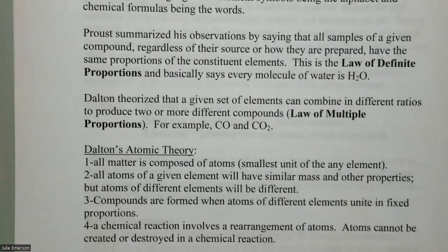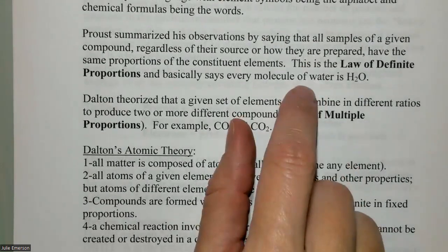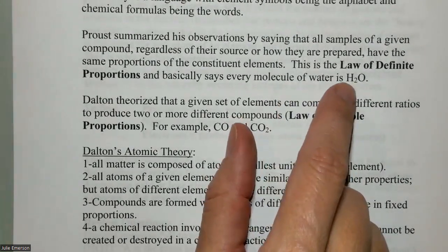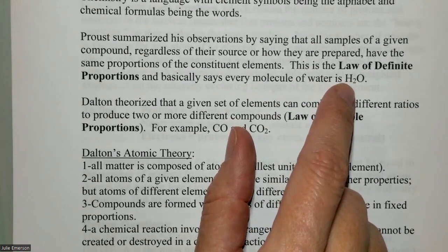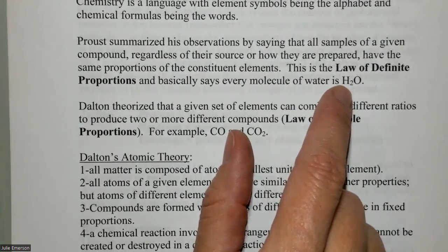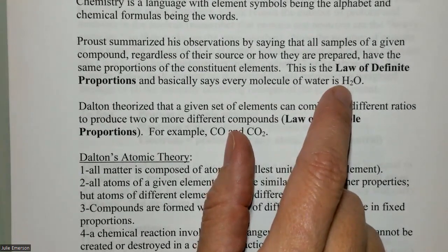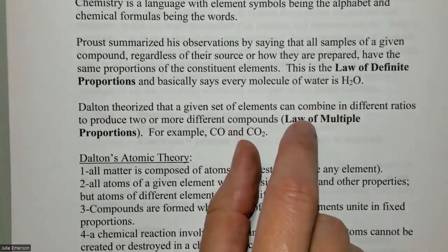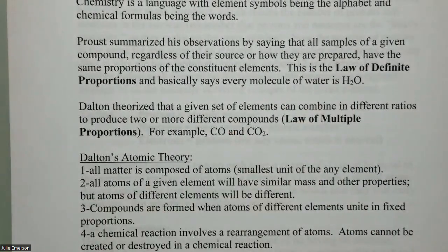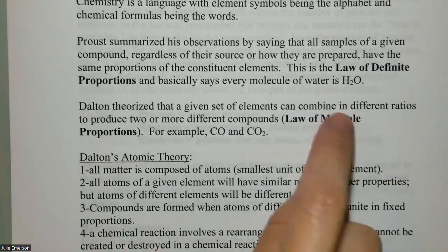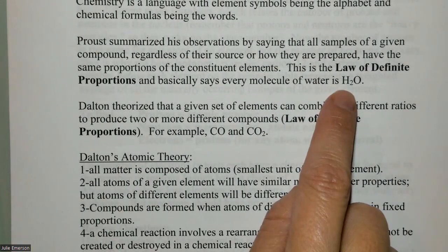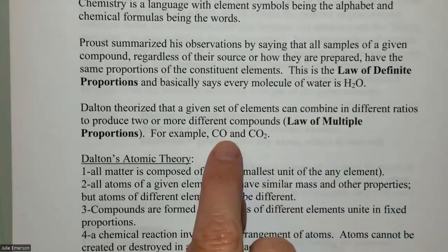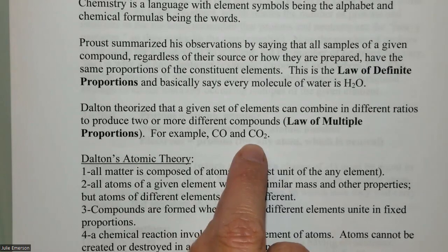We kind of talked about this in our first Zoom session that if it's a molecule of water, it's always H2O. It's not H2O2, it's not H3O, it's always H2O. That's your definite proportion. And then multiple proportion is that two or more elements can combine in different ratios to make different compounds. And if you remember on Tuesday, we used H2O water and H2O2, hydrogen peroxide. Another example would be carbon monoxide and carbon dioxide.